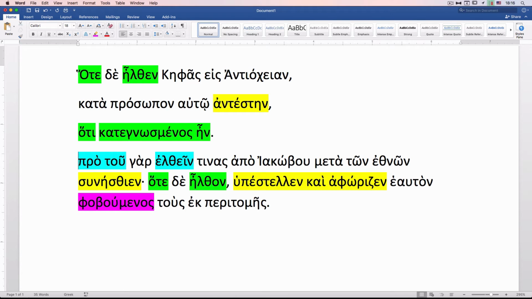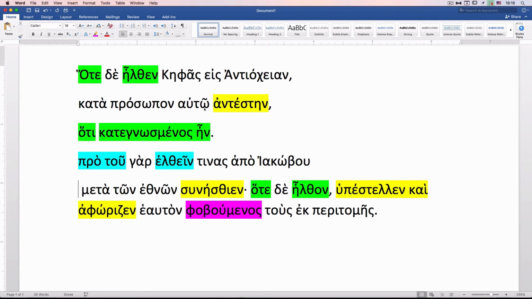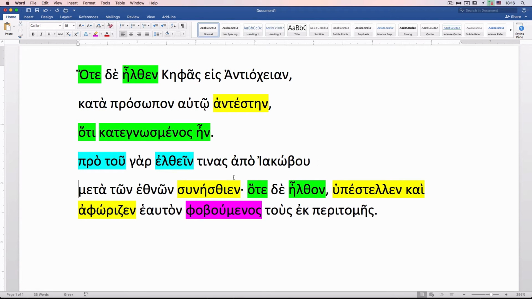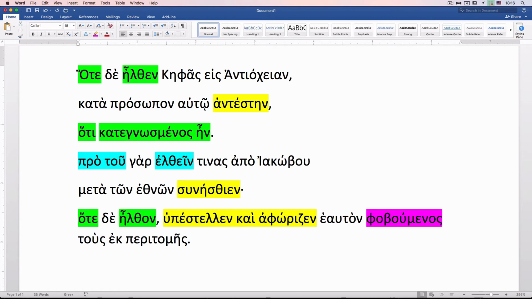And then as we keep going, we see "for before certain men from James arrived, with the Gentiles he ate." Now, this is where we have to use our thinking caps. We have to put them on and think this through. The question is, where does our clause divide? And this is when we have to think through what goes with what. And so it makes great sense to argue that this part of the sentence hangs together. For before certain people came from James, this is what Peter would do. He would eat with the Gentiles. Great, makes perfect sense. And so that becomes a clause on its own.